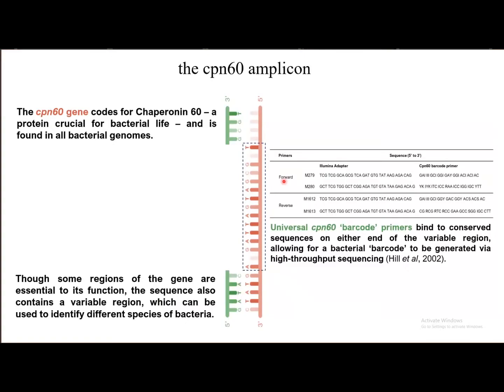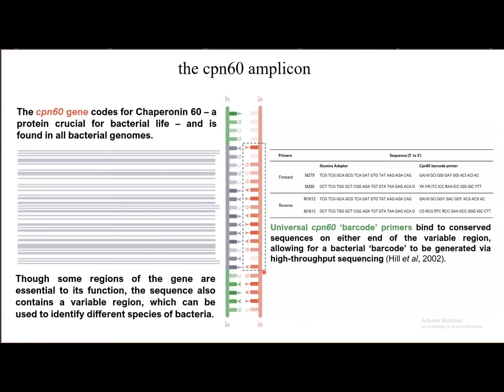So Dr. Hill and her colleagues designed CPN60 primers. These primers bind to the conserved regions on either end of that variable region in the middle there. And when you amplify them, you basically get a transcription of this bacterial barcode. And Dr. Hill maintains this database of barcodes and the species of bacteria that they correlate with. So you get a whole list of barcodes, you plug it into this database, and it spits out a list of the species of bacteria that you have in a particular sample.